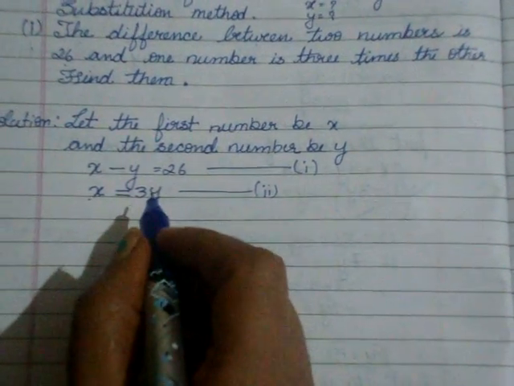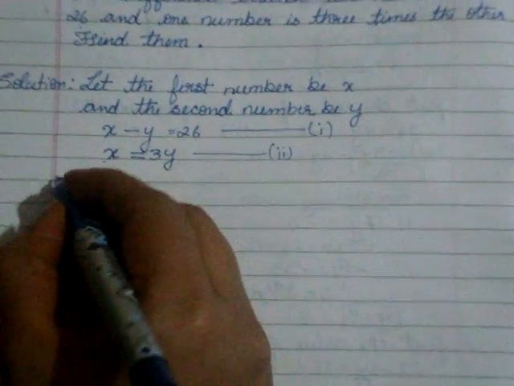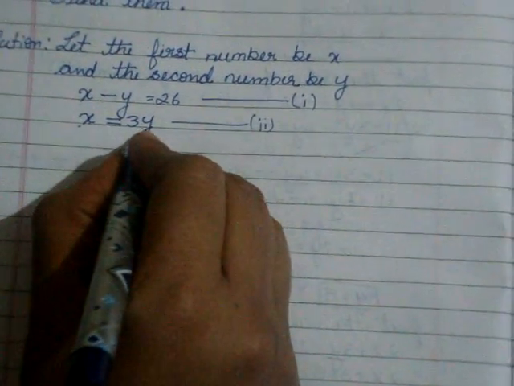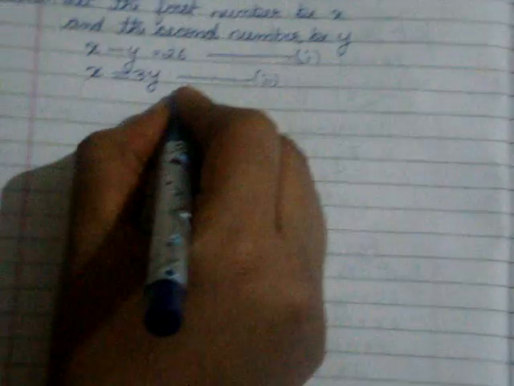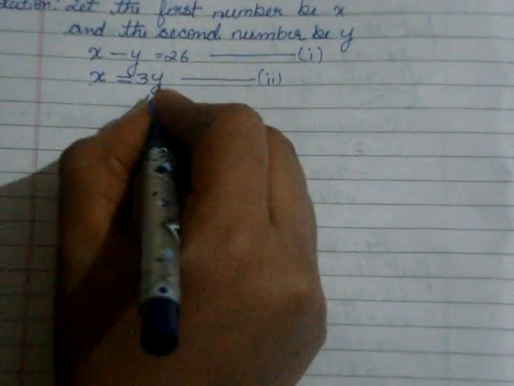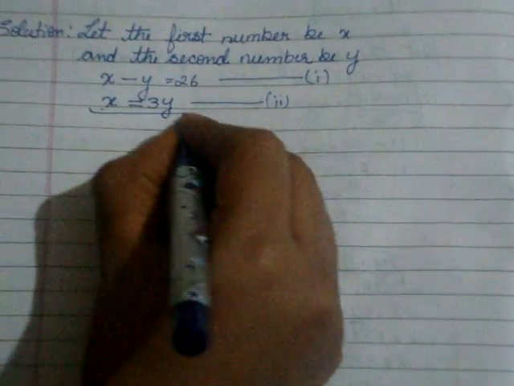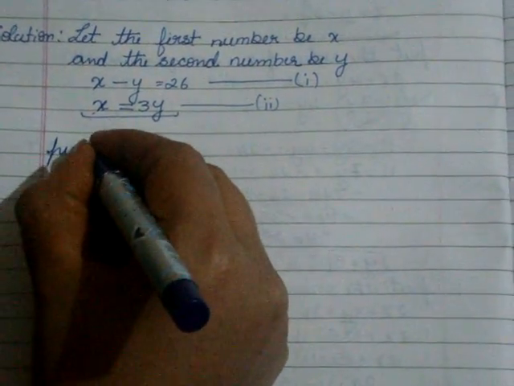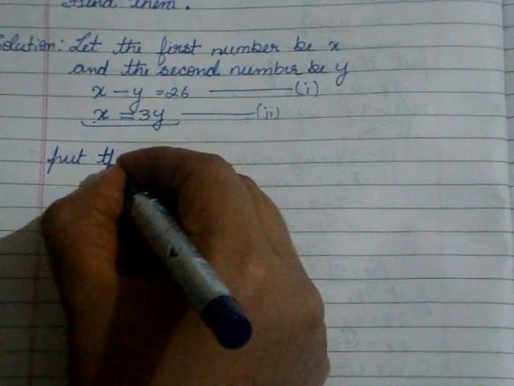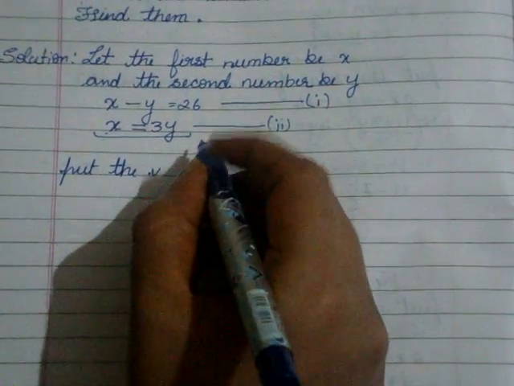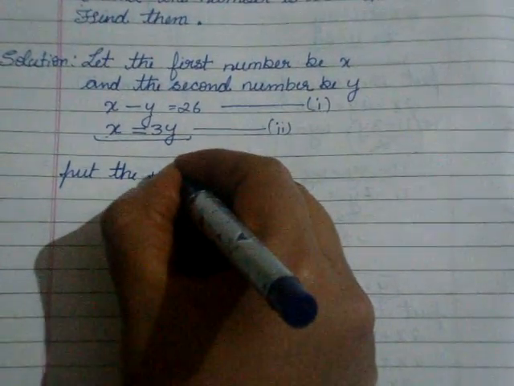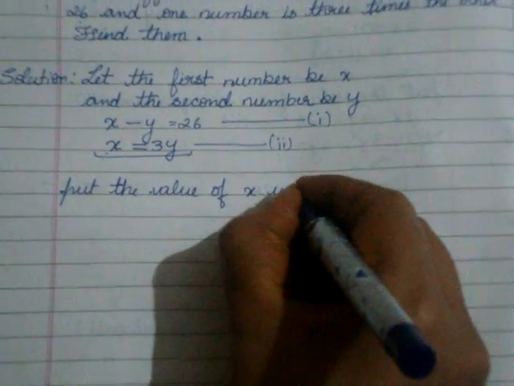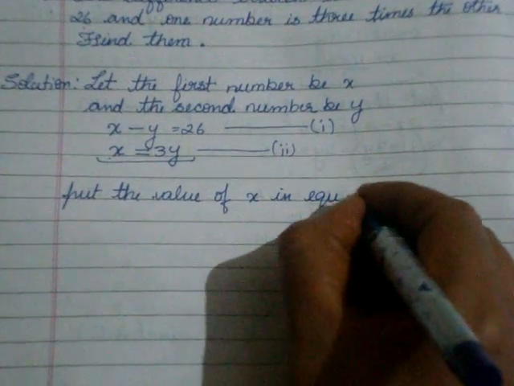Okay, very good. Then once you get the value of x, it is this. The second equation is also this. You got the x value here. What are you going to write? Put the value of x in equation 1.